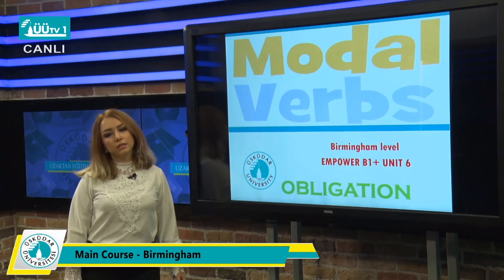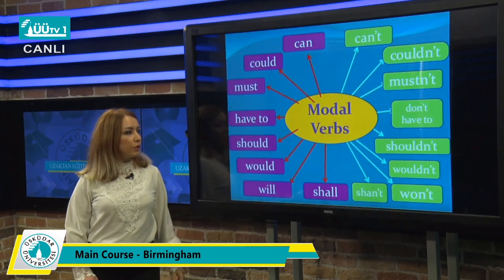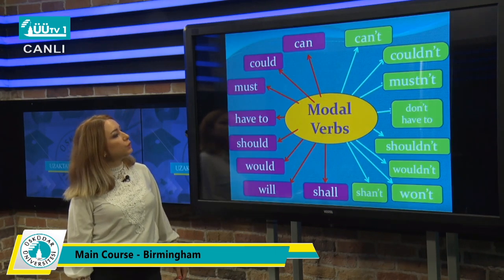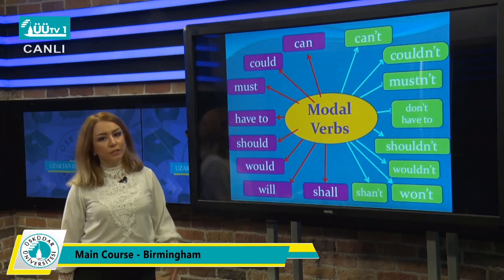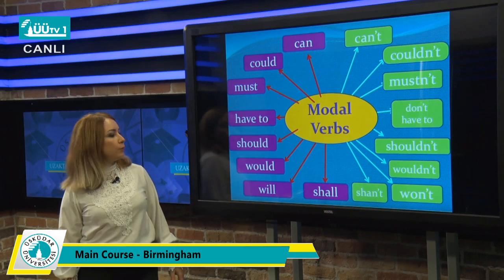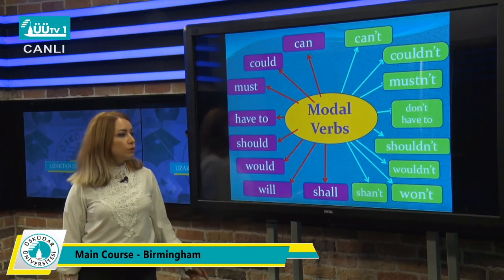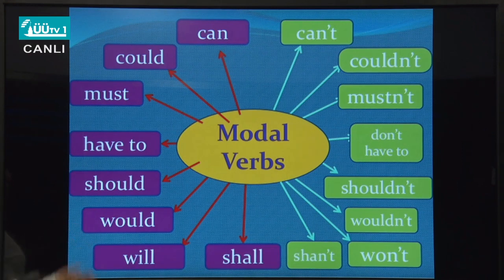Look at the different words that we can use for modal verbs. Look at the picture. Do you know all of these modal verbs? Can, could, must, have to, should, would, will, shall, shan't, won't, wouldn't, shouldn't, don't have to, mustn't, couldn't, can't. And also we have another one which is ought to. We don't have it on this picture actually.